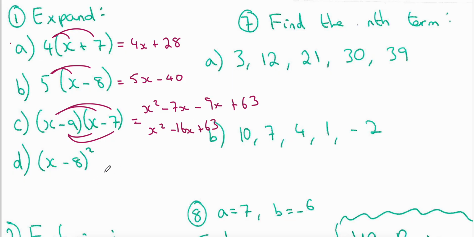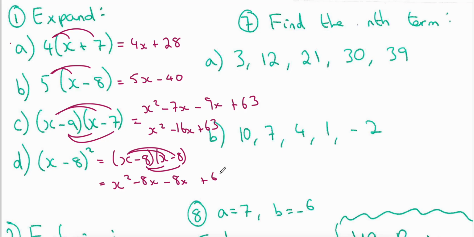Now part D, you need to be super careful. It's the same as x minus 8 multiplied by x minus 8, which is going to give us x squared, minus 8x, minus 8x, plus 64, which is x squared minus 16x plus 64.